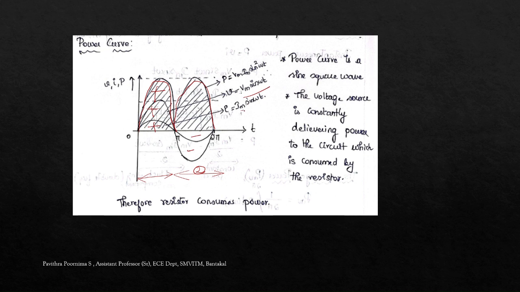So voltage is Vm sin omega t, current is Im sin omega t, and power, which is the product of voltage and current, is Vm Im sin squared omega t. So what we can understand here is the power waveform is a sine squared waveform, and the voltage source is constantly delivering power to the circuit, which is consumed by the resistor, because here it doesn't go to 0. For the positive half cycle the power is positive, and for the negative half cycle the power is also positive.